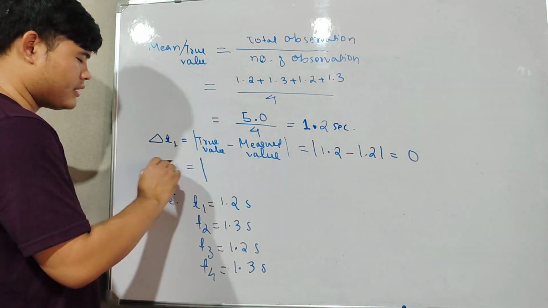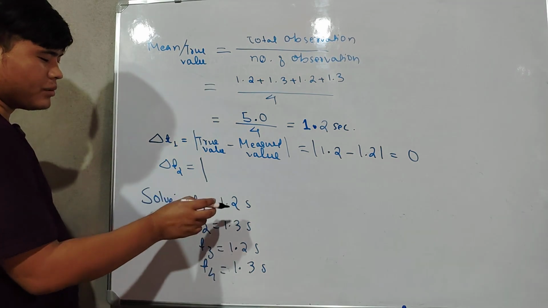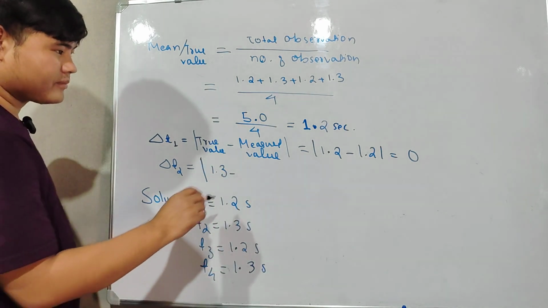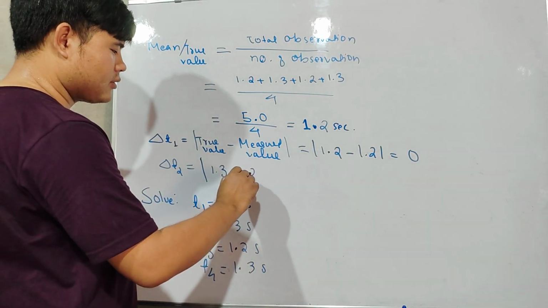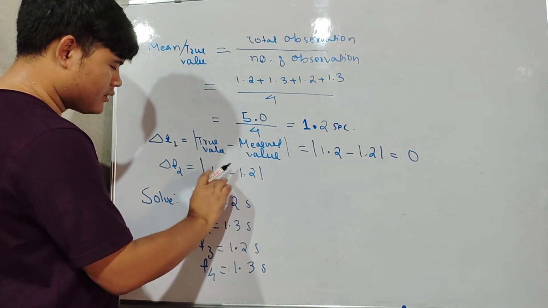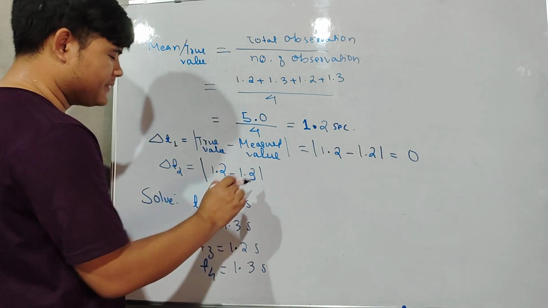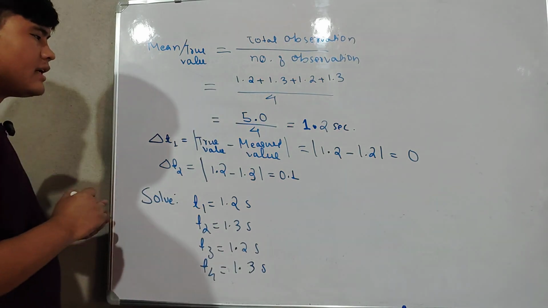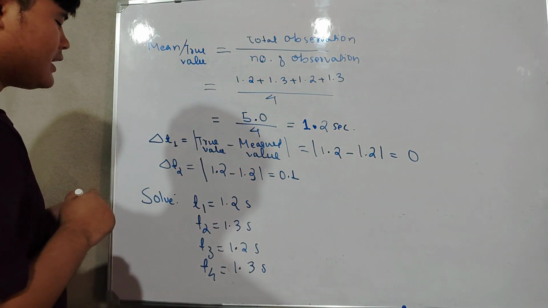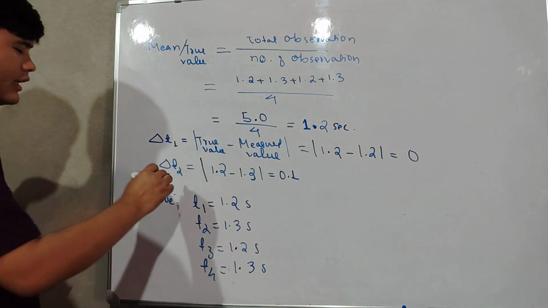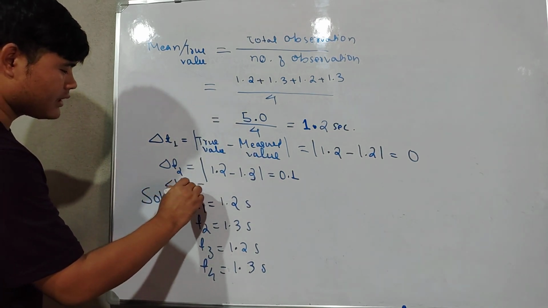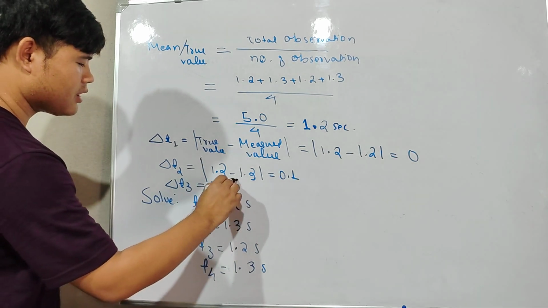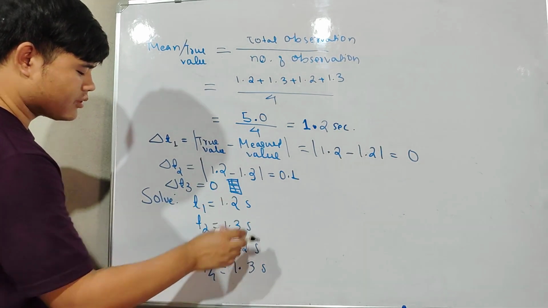Next we have delta t2. So delta t2 will be 1.3 minus the true value 1.2. This is the true value, right? Yes, 1.2 minus 1.3, so it will be 0.1. Similarly, you can find it for delta t3. Delta t3 will be 1.2 minus 1.2, so it will be 0. And similarly, how much will you get for delta t4?